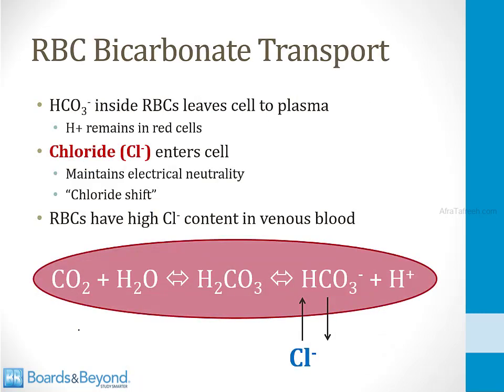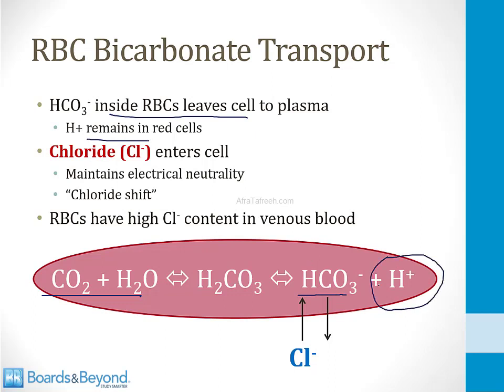So now let's look a little more closely about how red cells handle carbon dioxide and bicarbonate. As I told you on the last slide, carbon dioxide can passively diffuse into red cells, and red cells have carbonic anhydrase, which can convert the carbon dioxide into bicarbonate. What's going to happen is the bicarbonate is going to leave the red cells for the plasma, and the H plus is going to stay behind. We'll talk more about how the red cell handles this in a minute.